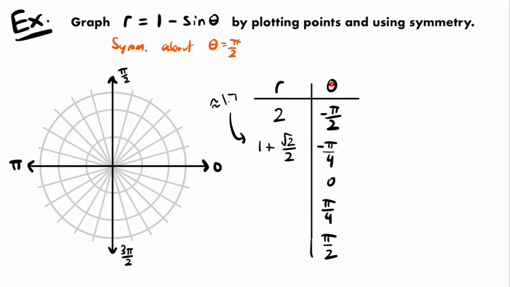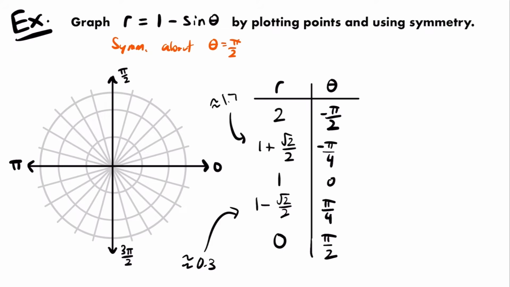Then if we move on to our next angle of 0, sine of 0 is 0, so we have 1 minus 0, which is just 1, so r is 1. Then for pi divided by 4, sine of pi divided by 4 is the square root of 2 divided by 2, so we have 1 minus the square root of 2 divided by 2. That is approximately equal to 0.3, or 0.29. I just rounded up to 0.3. And then finally, let's look at this angle of pi divided by 2. Sine of pi divided by 2 is going to be 1, and so we have 1 minus 1, which is 0. So r will be equal to 0 for that angle.